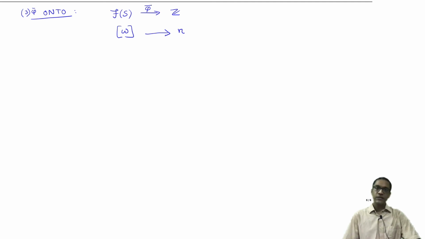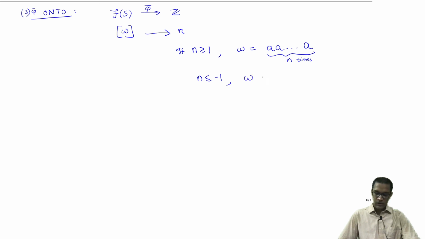So this is very easy to manufacture. Observe, if n is at least 1, then what is this word which maps to the number n? I can take W to be, let's write this out here, if n is at least 1, I can take W to be the word which has A occurring n times. If n is negative, if n is minus 1 or lower, I can take the word which looks like A prime, A prime, A prime, so now I should take minus n times, or modulus of n times.